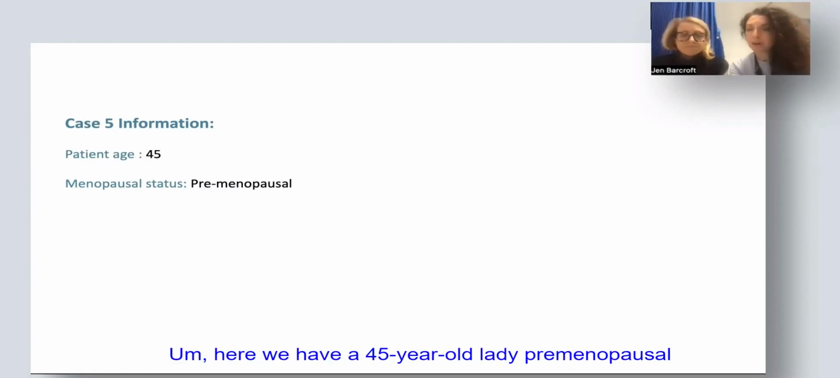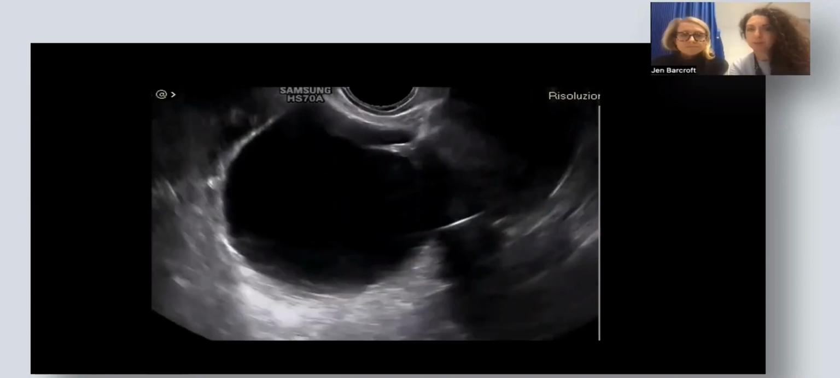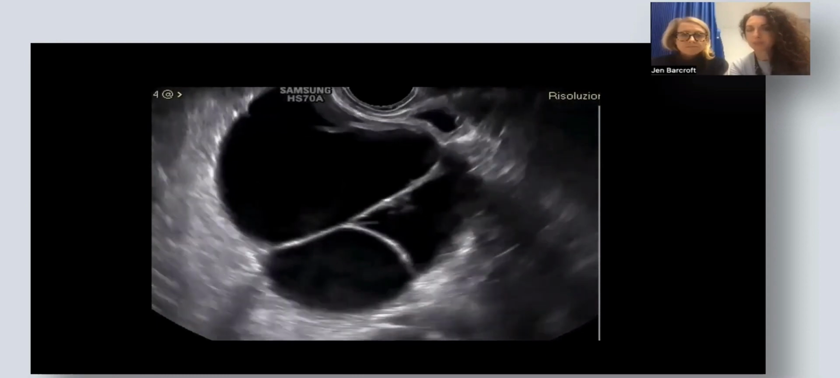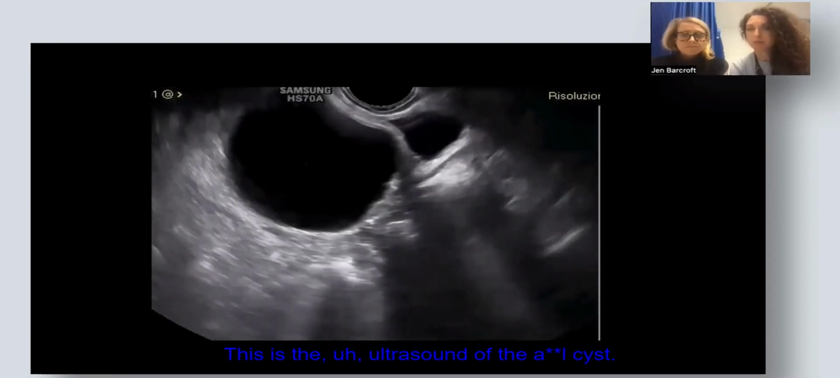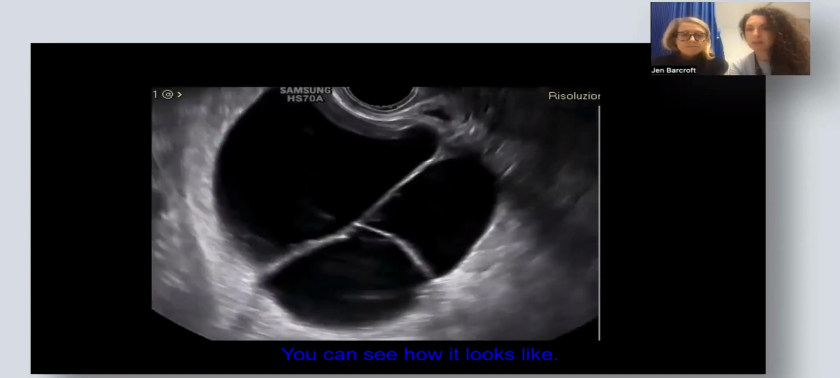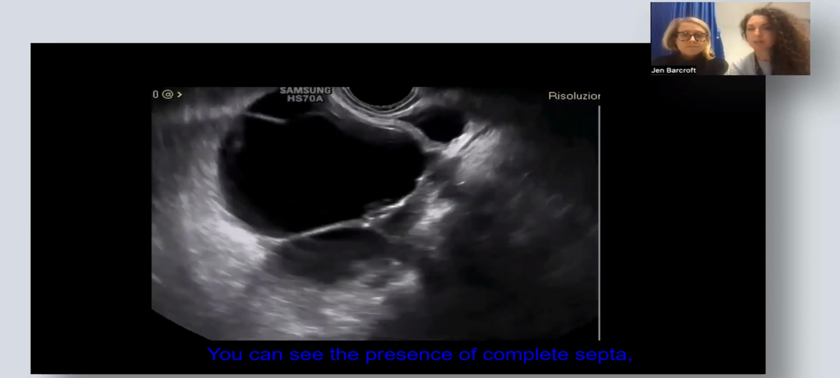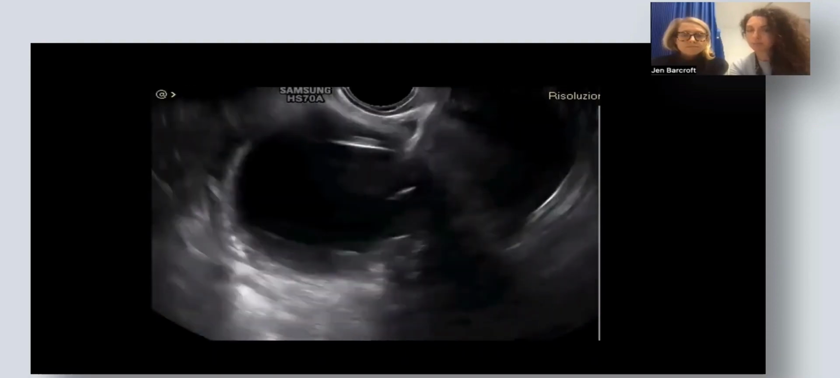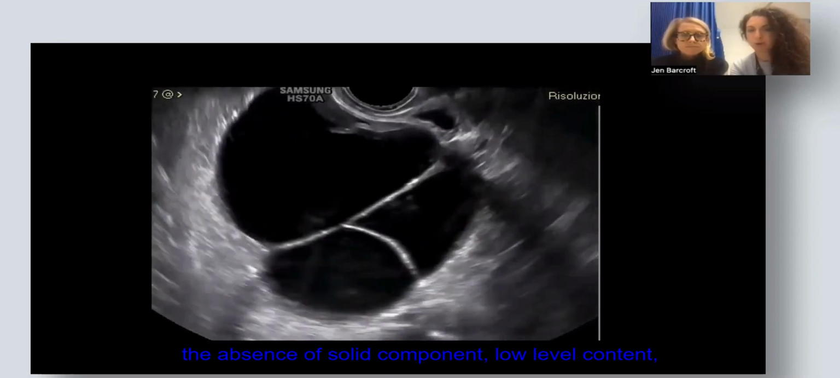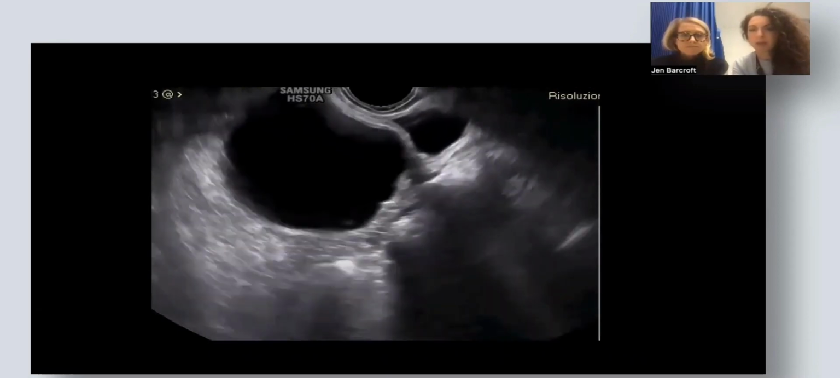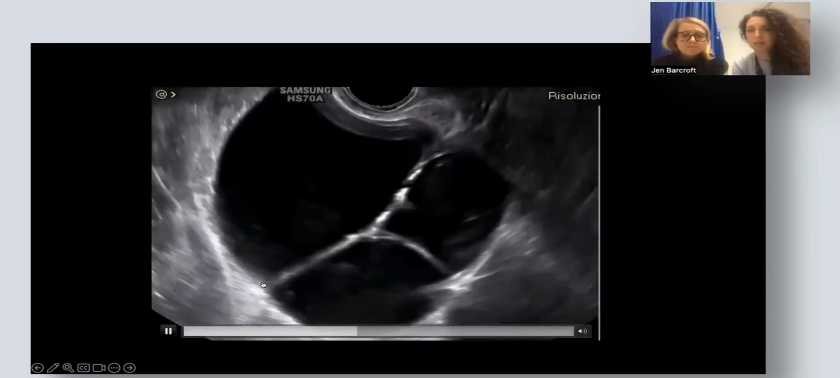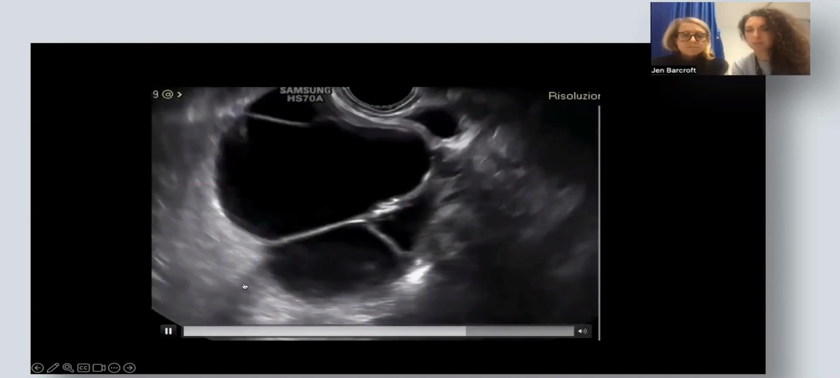Here we have a 45-year-old lady, premenopausal, who came to our attention because of pelvic pain. This is the ultrasound of the annexal cyst. You can see how it looks. You can see the presence of complete septa, the absence of solid component, low-level content, and you can also see some thin acoustic shadows coming from the septa.